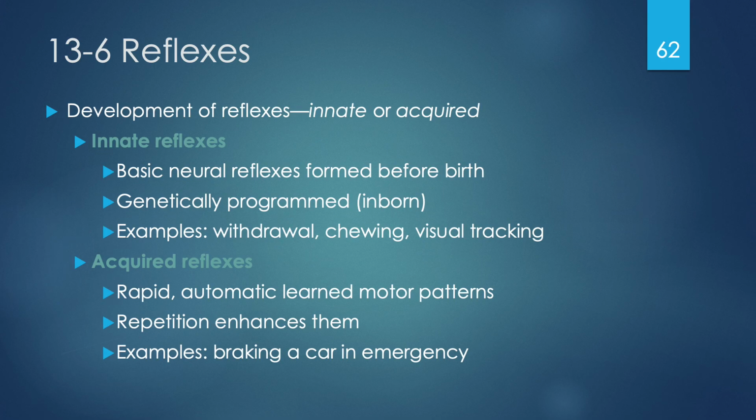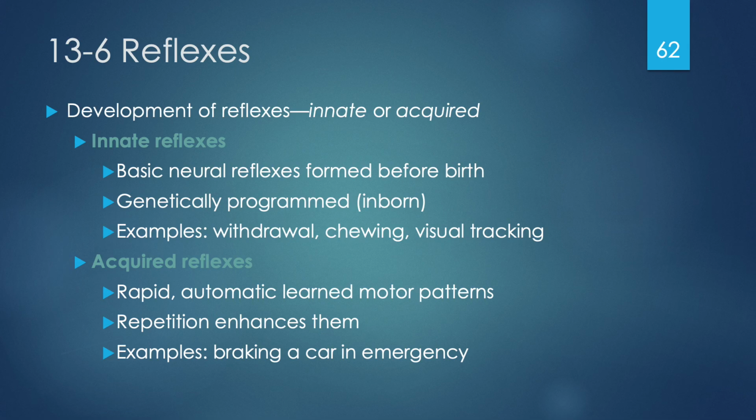So the first point of subdividing our reflexes and classifying them is to discuss how they're developed. And what this is referring to is, are these reflexes either innate or acquired? And innate reflexes are those that we are born with. So they are just totally genetically programmed. You can't really get rid of them at all. And so these basic neural reflex patterns are formed before we're even born. So some of these will include things like the withdrawal reflex, chewing, and visual tracking, which is watching something as it moves, right? Our eyes actually follow automatically.